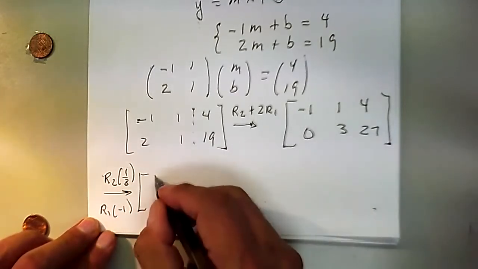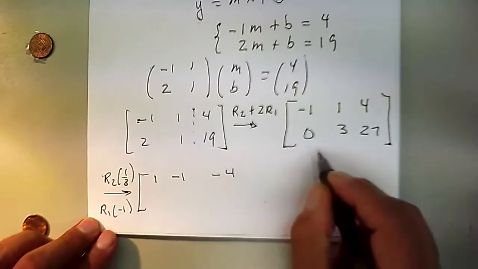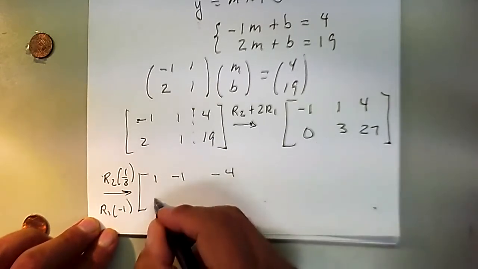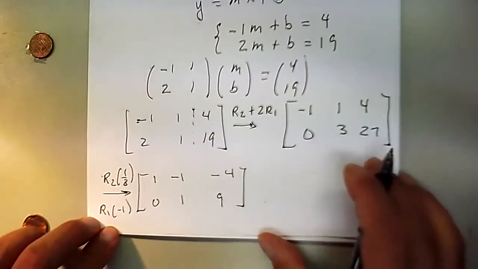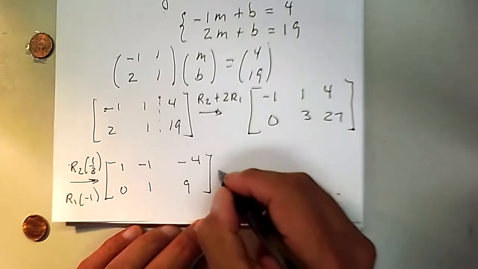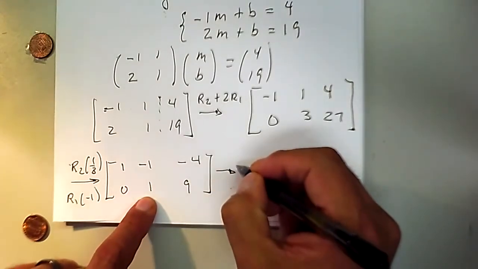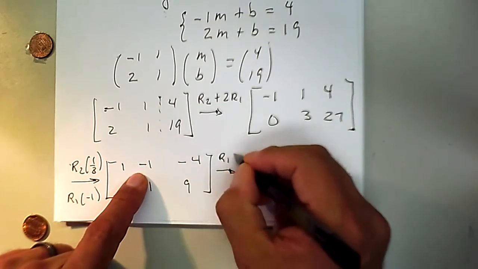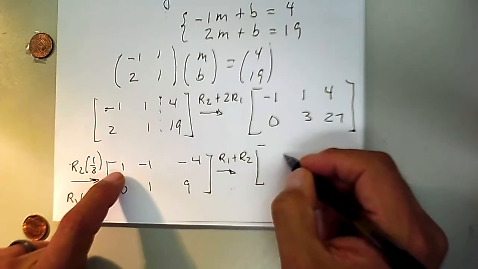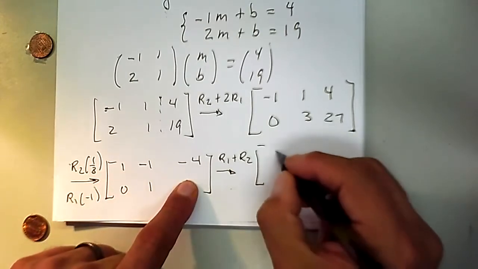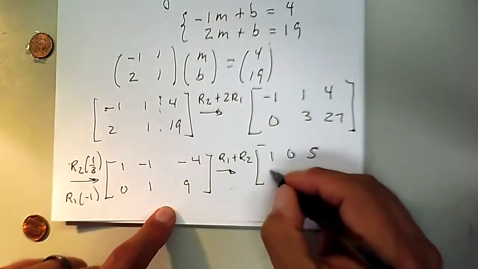So we end up with 1, -1, -4, and then 0, 1, 9. And then we can add R2 onto R1. And we end up with 1, 0, 5 and 0, 1, 9.